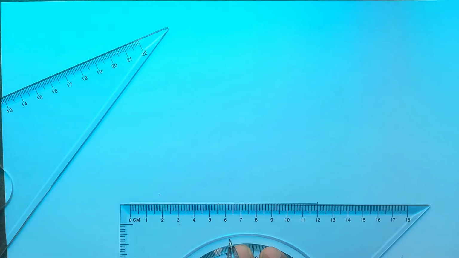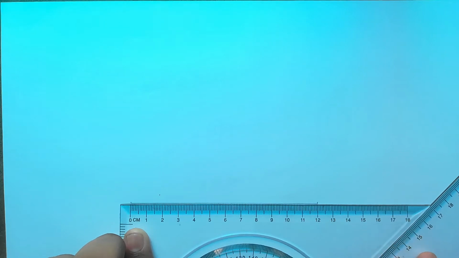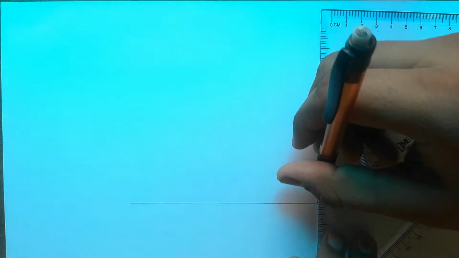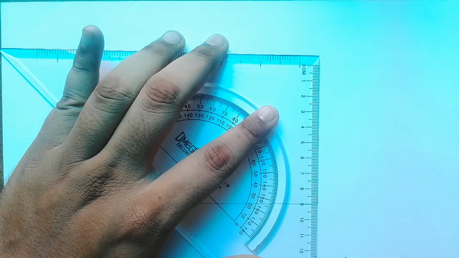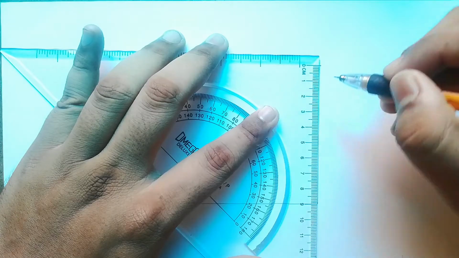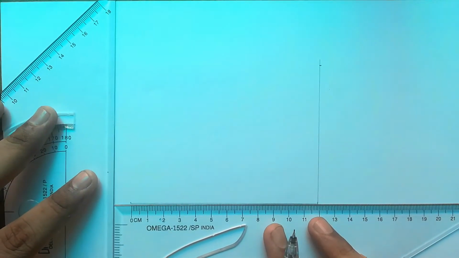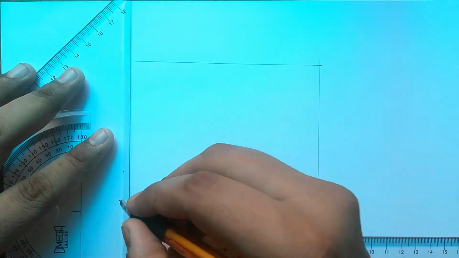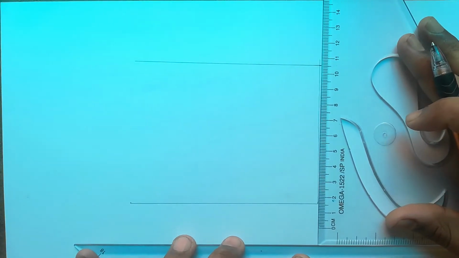And with respect to this horizontal line, we will draw one vertical line. This line will have a length of 90 mm. So this is my 90 mm distance, and I will complete my rectangle by drawing one more horizontal and vertical line. So this is my horizontal line, and this is my last vertical line, or you can take the reference of the first vertical line and draw that line.